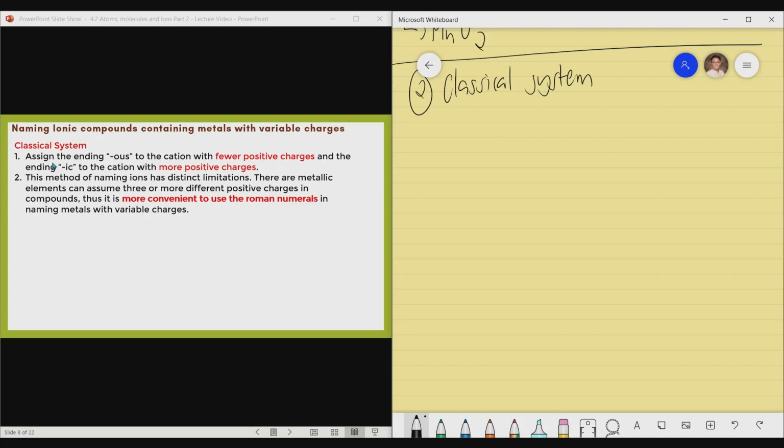Classical system, number one: assign the ending OUS to the cation with fewer positive charges and the ending IC to the cation with more positive charges. This method of naming ions has distinct limitations. There are metallic elements that can assume three or more different positive charges in compounds, thus it is more convenient to use Roman numerals in naming metals with variable charges. What does that mean? Sige, explain ko po na mas madali itong number 2.